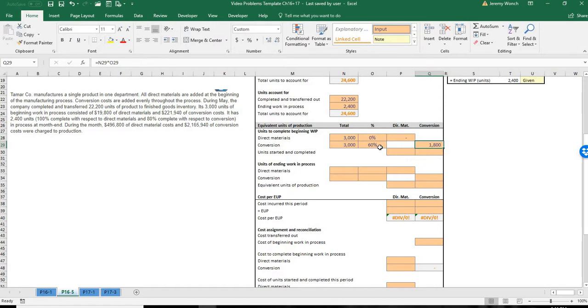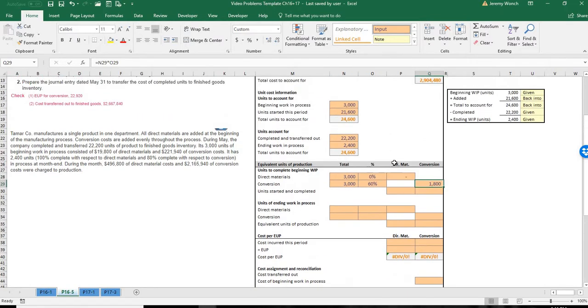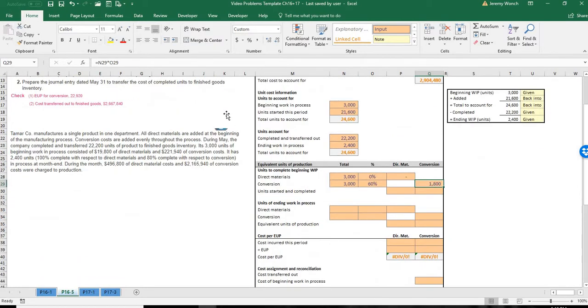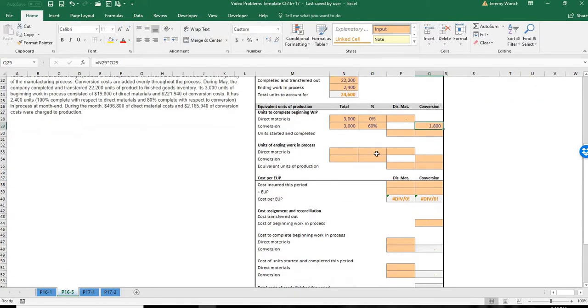And so then we started and completed units during the month. And so I believe it tells us right here. So during the month, 19,200 were started and completed. So if we started and completed them, that means we need to account for all of that this month.